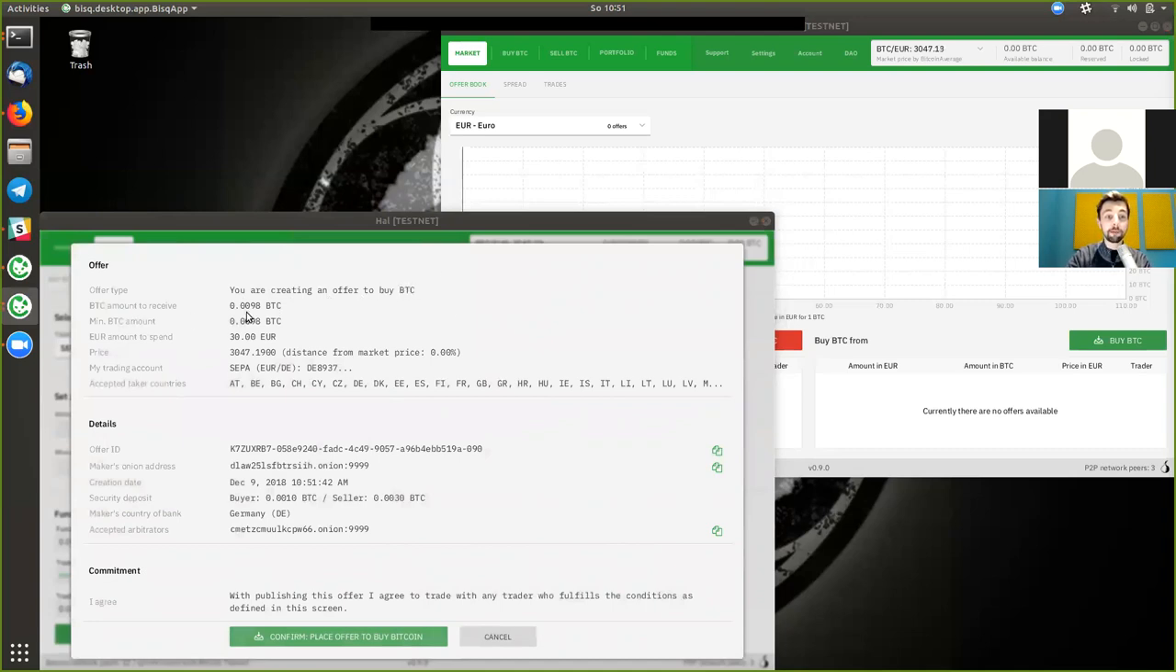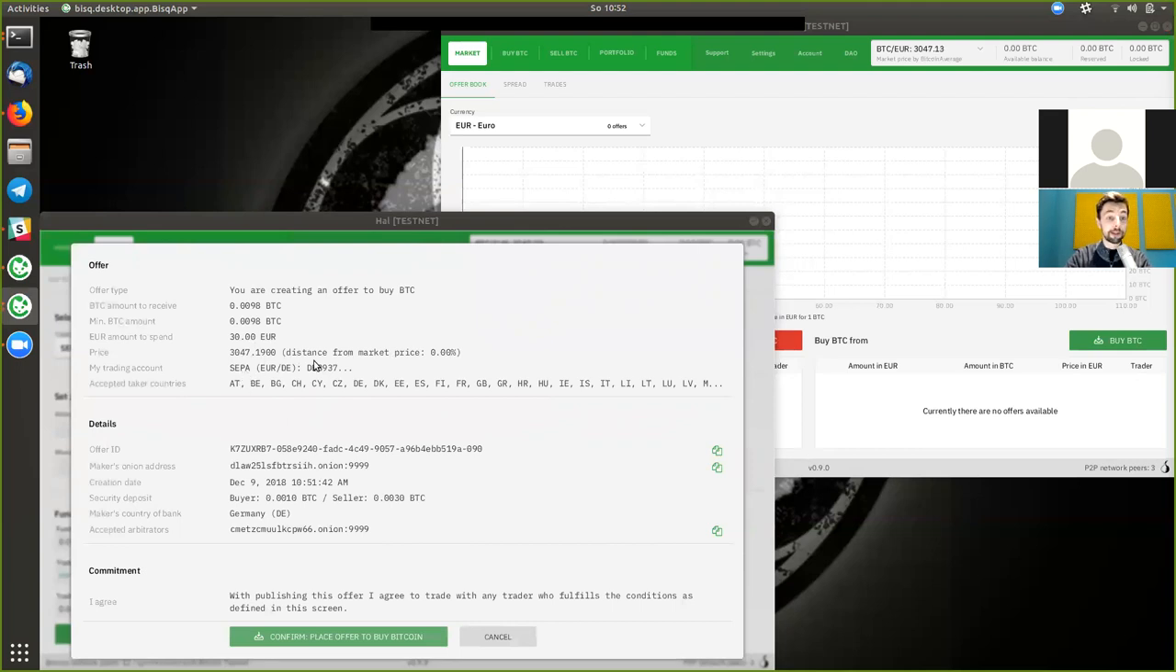And the exact amount is 0.0098. And that is also the minimum amount that Satoshi can use. We could also say that we want to buy one Bitcoin, but the minimum amount would be 0.1 Bitcoin, for example. The euro amount that we have to send to Satoshi, we as Halfinier, is 30 euros. And the exact price is 3,047 euros, which is exactly the market price.